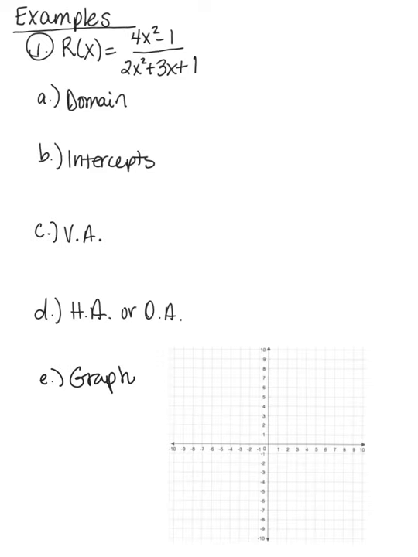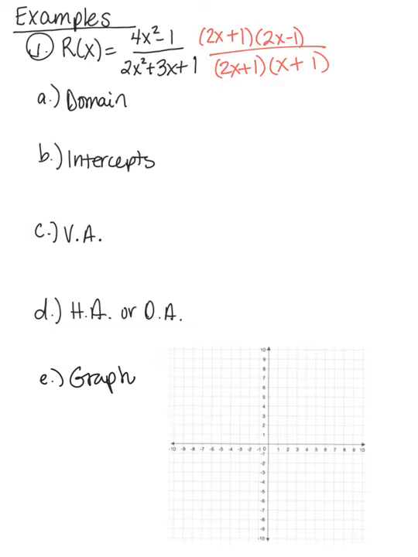The first thing that we're going to do to find all of these things is factor the numerator and the denominator. For the factoring, the first one is just a difference of perfect squares. So 2x plus 1 and 2x minus 1. Our denominator is going to factor to be a 2x, an x, a 1 and a 1. I'm going to add those. All right, so I've factored now.